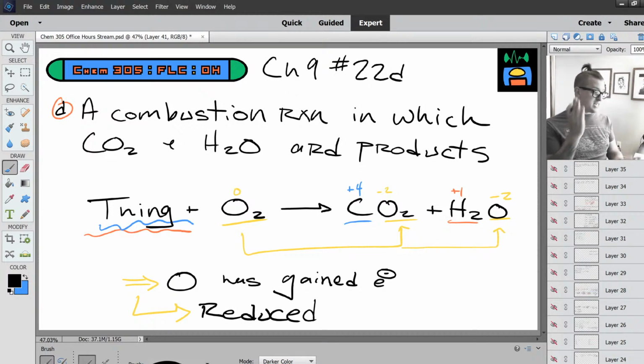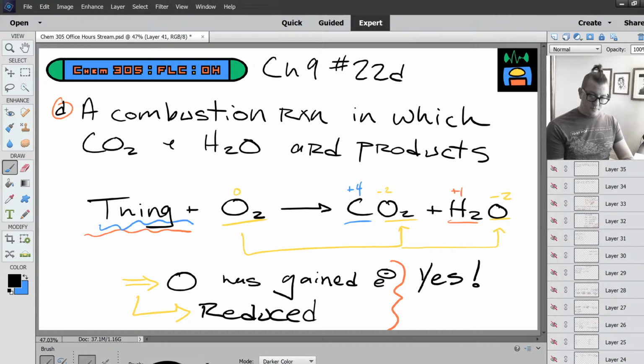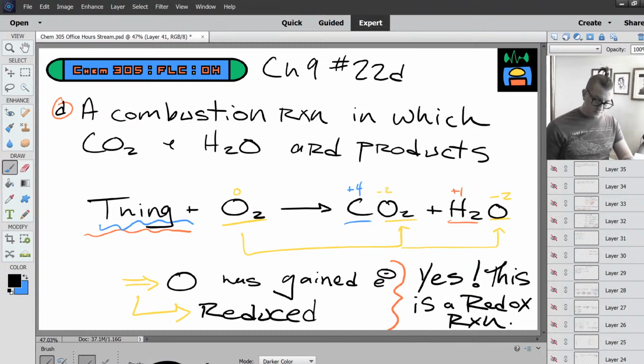So because we identified one compound as having a change in its electrons, that means that yes, this is a redox reaction. All right, so that is number 22, part D.